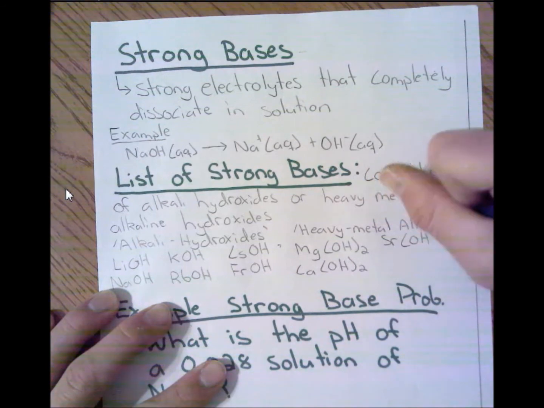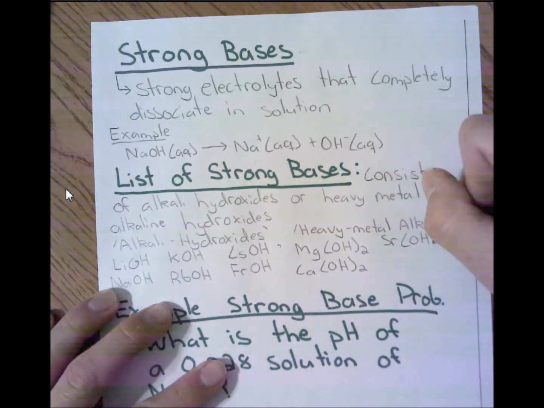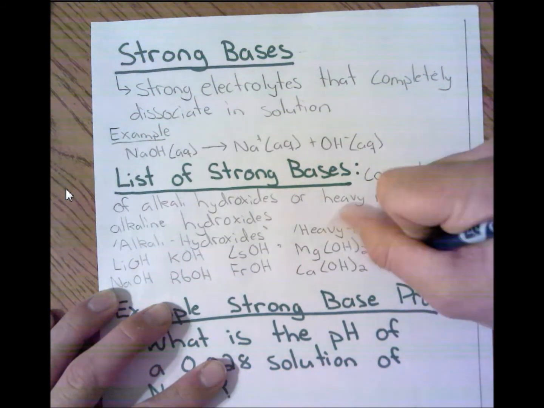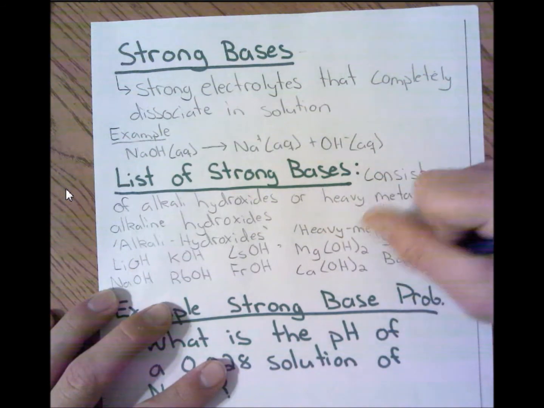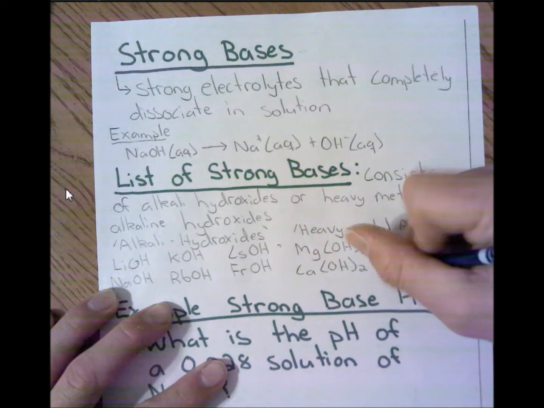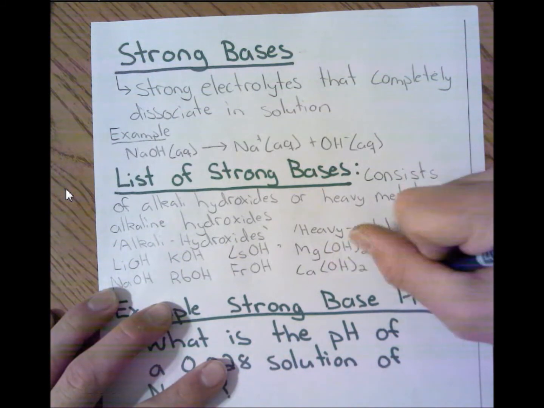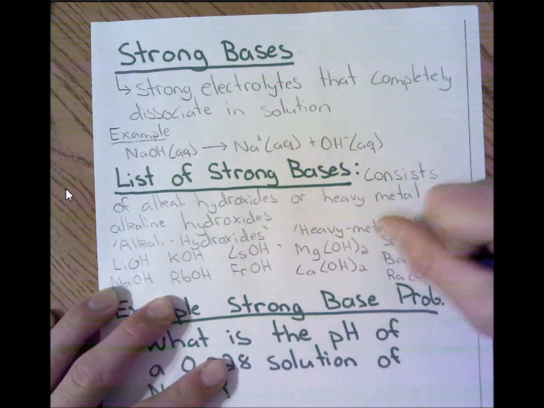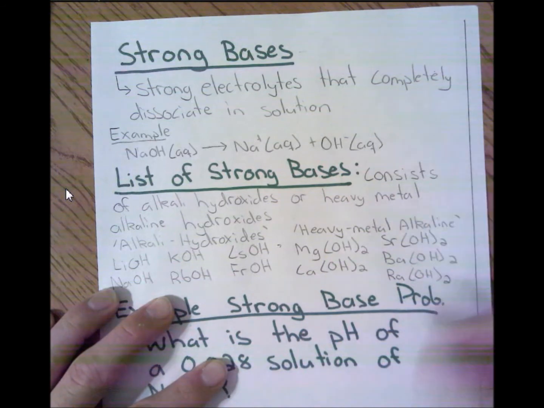Now, it's important here that you notice this has 2. So this will actually double our concentration of OH in a strong base solution. So remember that if you ever do some problems associated with this.